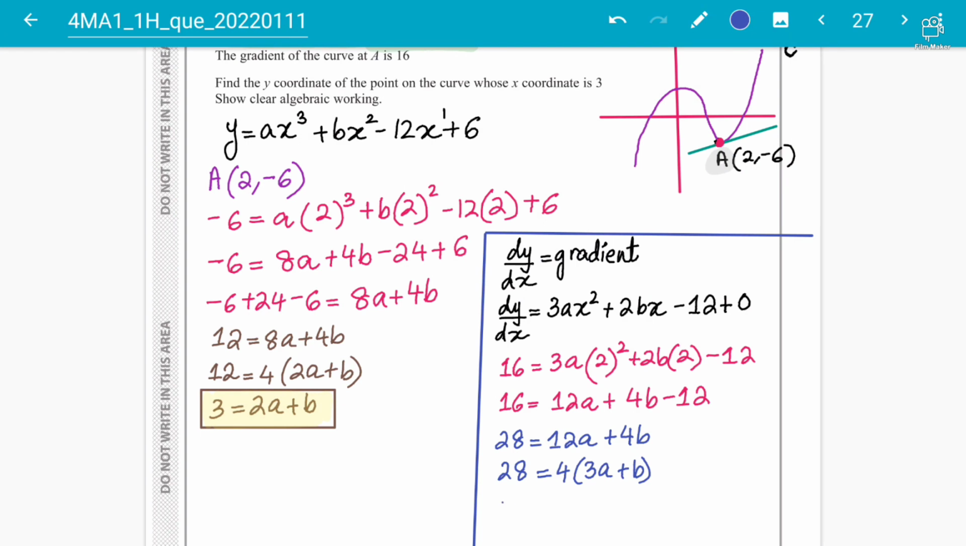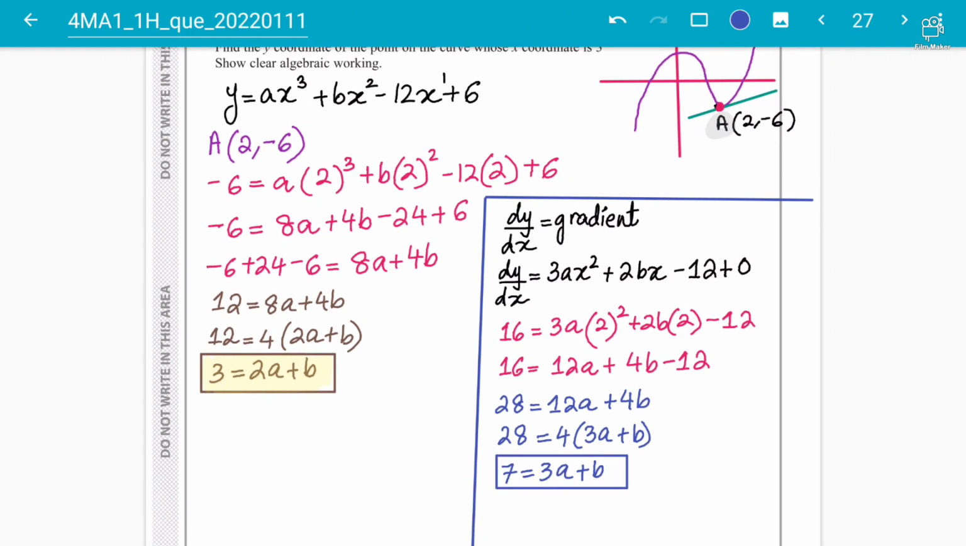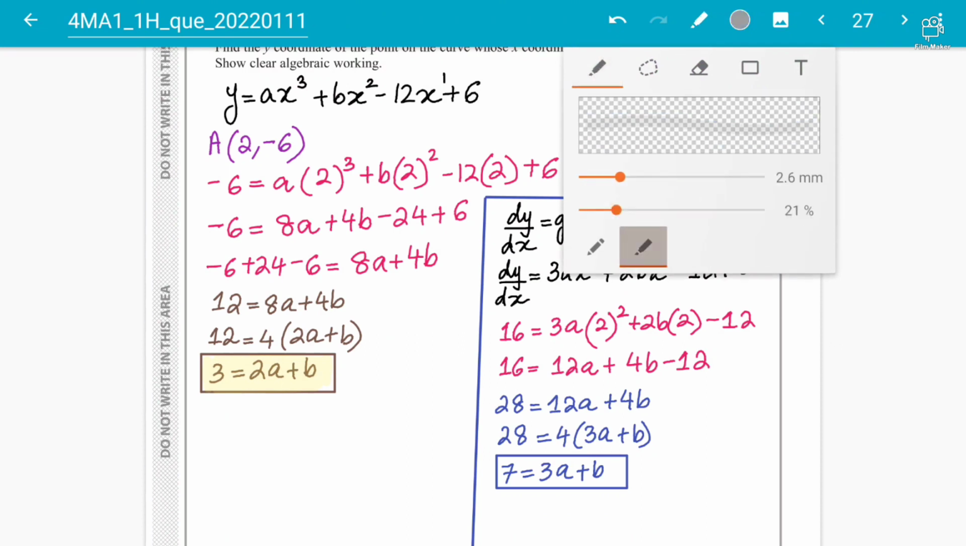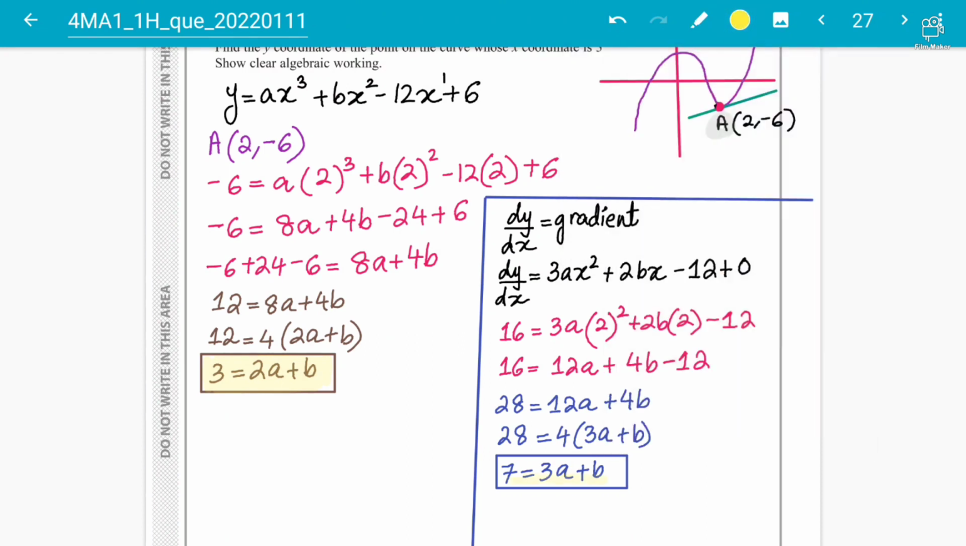We divide 28 by 4, we got 7. 7 is equal to 3a plus b. Okay, hope everyone got this. Make sure you understand the importance. I'm simplifying and cancelling out the common factor as well. So 28 divided by 4 was 7, and 12 divided by 4 was 3.